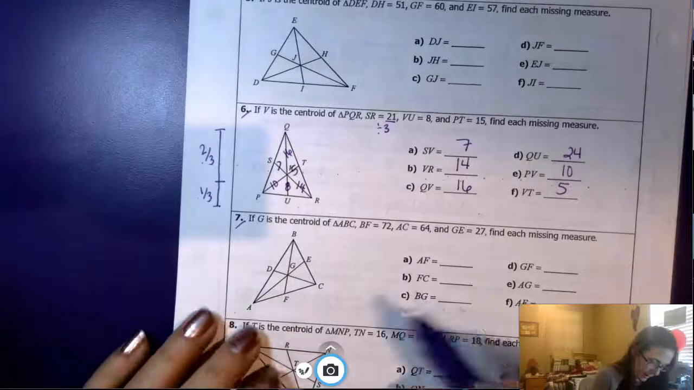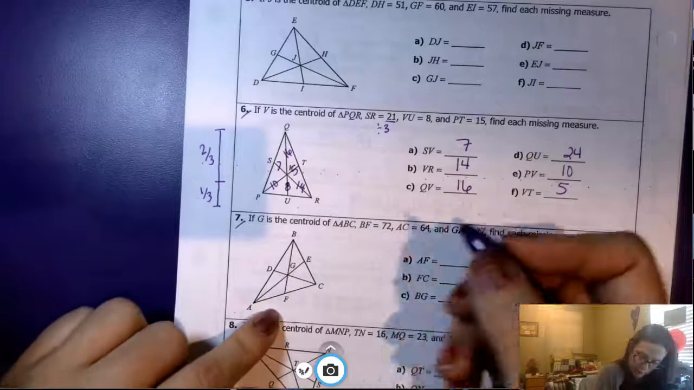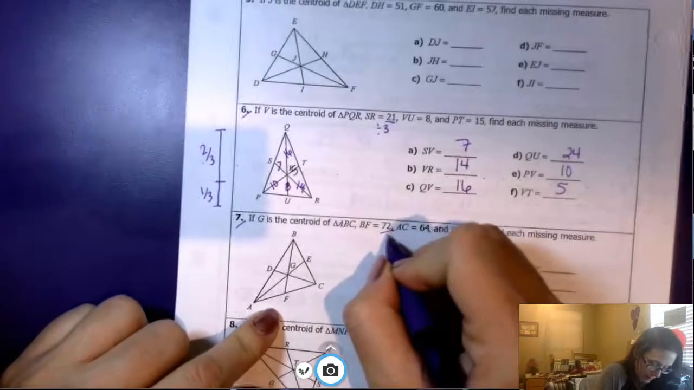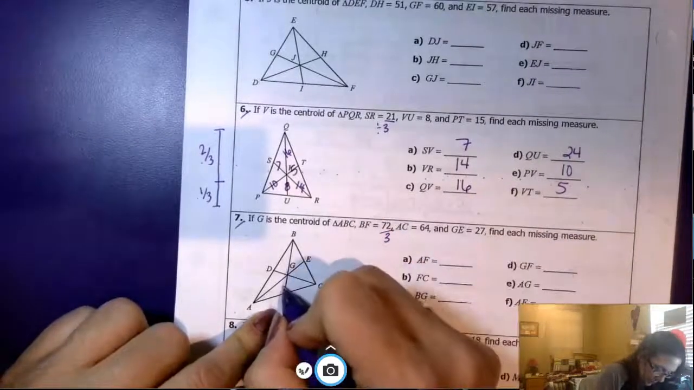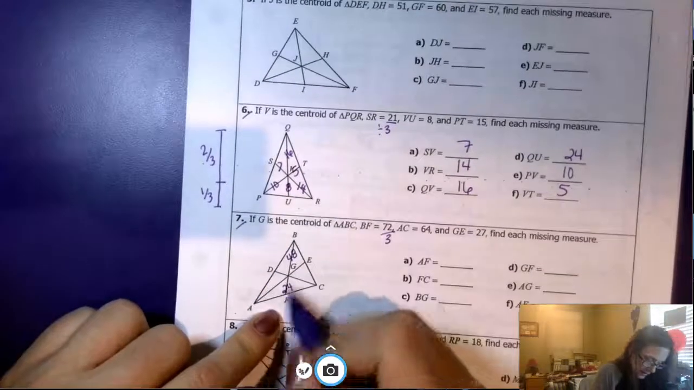Okay, G is the centroid ABC. BF, the whole length is 72, so if I divide that by 3, I get 24. 24 times 2 is 48. Add those together, I get 72.